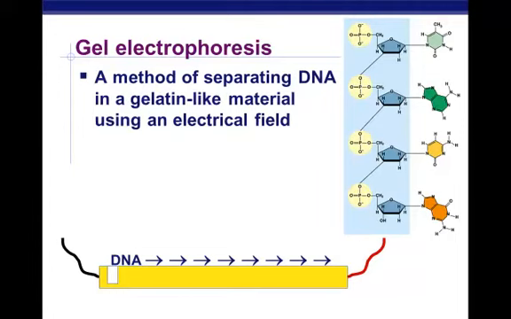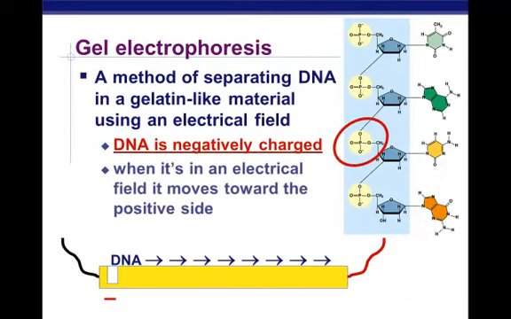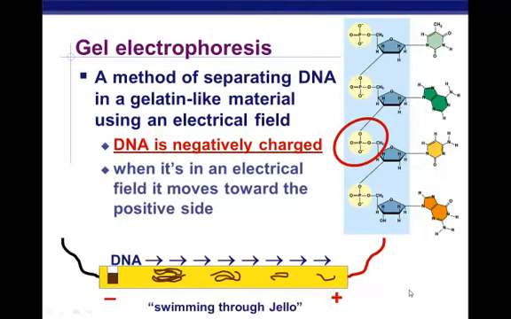If you remember the structure of DNA, DNA has a phosphate sugar backbone that makes it negatively charged. So if you add an electric current to the gel, we're going to make a negative on one side and positive on the other end. And we add DNA to the gel by placing it in a little well. And then applying the current, the fragments of DNA will move along the gel, and they're going to move toward the positive pole on the gel. Kind of like swimming through jello.